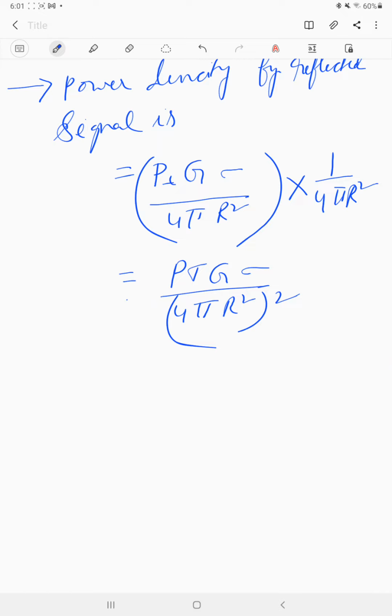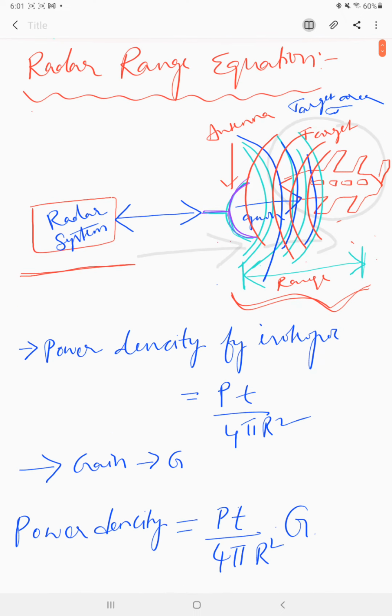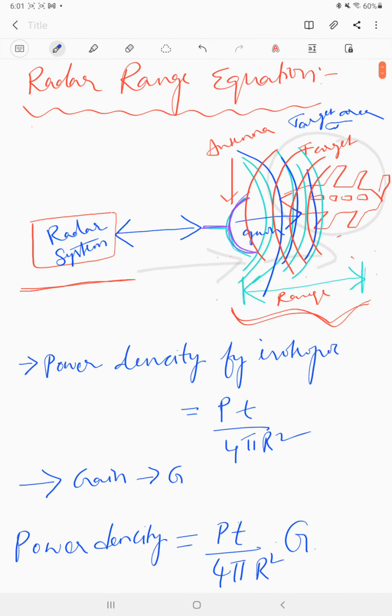Now if I say the effective area, see here, the effective area is here.